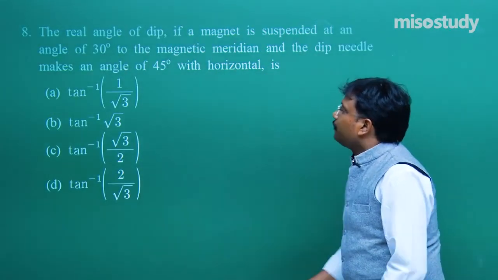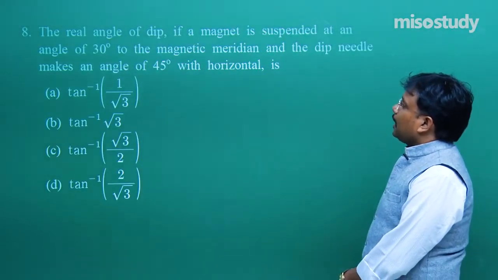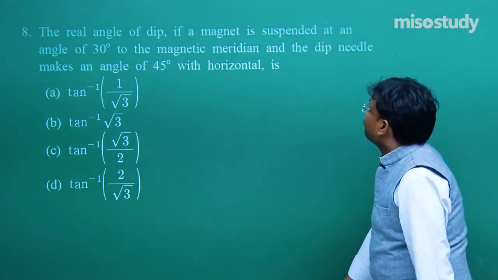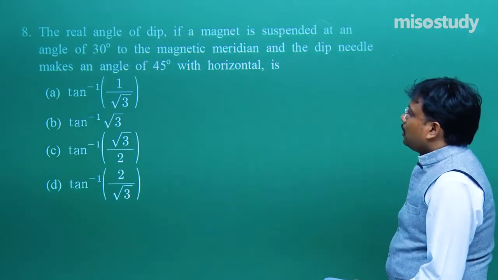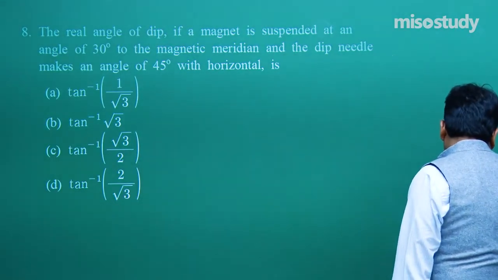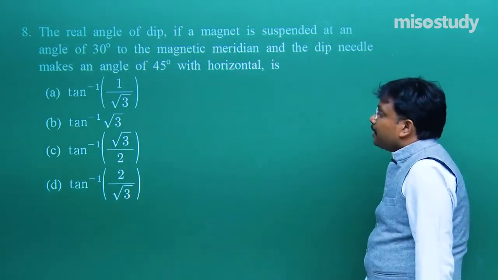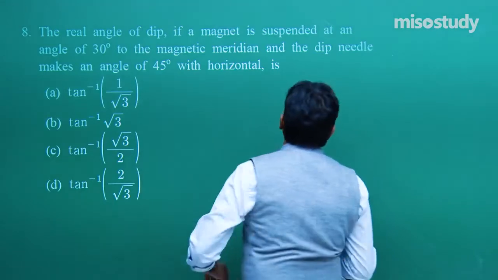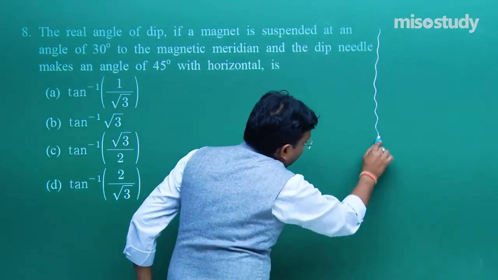The real angle of dip, if a magnet is suspended at an angle of 30 degrees to the magnetic meridian and the dip needle makes an angle of 45 degrees with the horizontal, is how much? Fine. So this particular question is based upon dip angle. I will simply write down the formula for this dip angle problem.